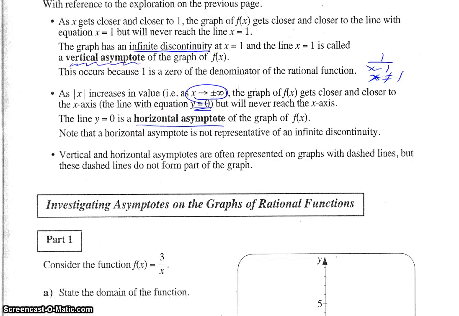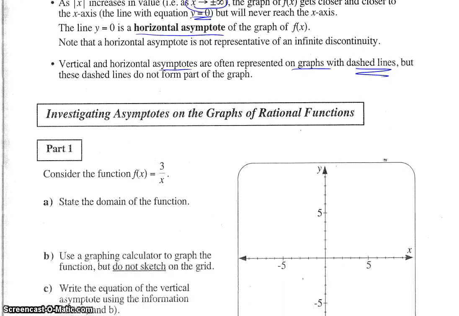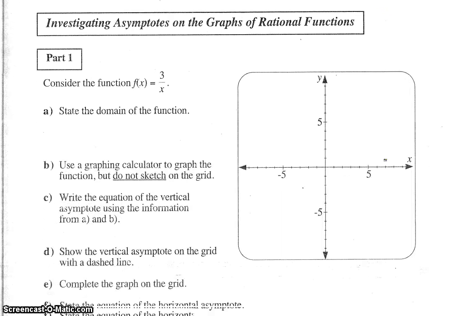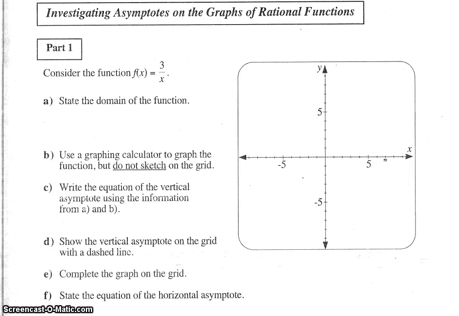Okay, so typically these asymptotes are represented on graphs with dashed lines. Sometimes the calculator has issues graphing them properly. We'll talk about that later. Okay, let's investigate 3 different graphs here and the asymptotes of them.